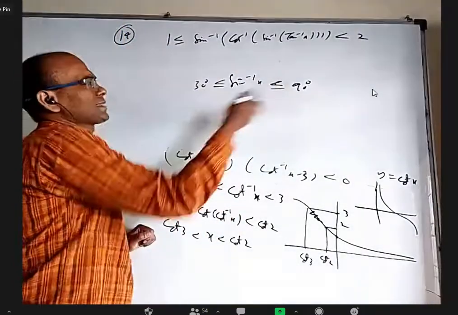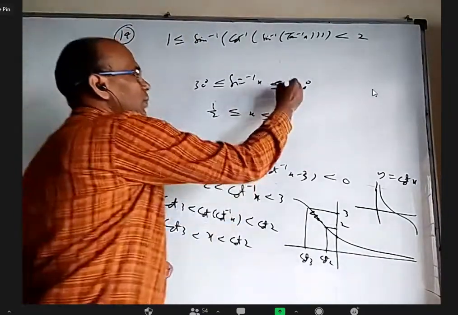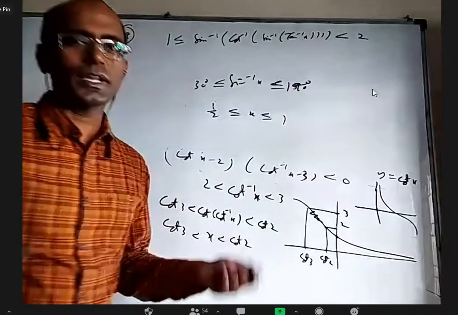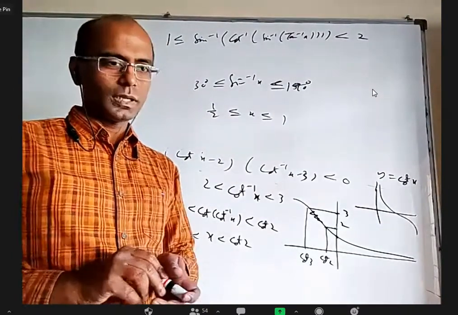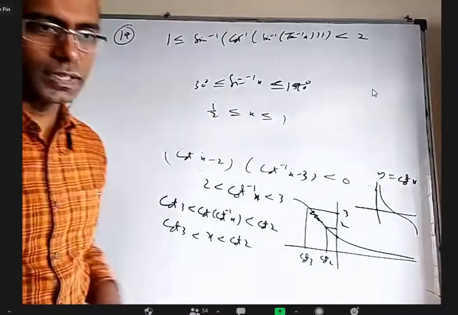Now when you apply sine, you get 1 by 2 less than or equal to x less than or equal to 1. Whereas earlier, if you apply directly, this will come 1 by 2 and this will come 1 by 2. You would say x is between 1 by 2 and 1 by 2, which is wrong, because applying sine itself will be wrong given the values we are dealing with of sine inverse x.